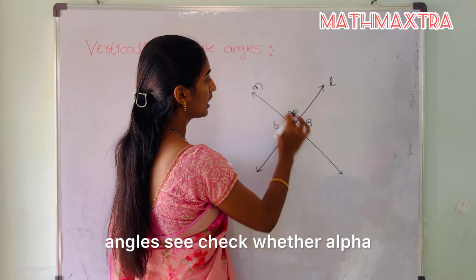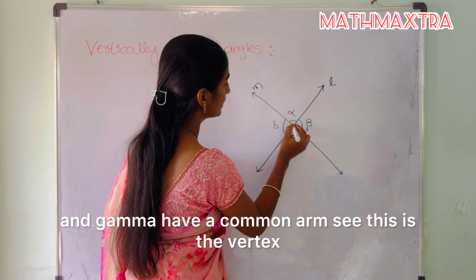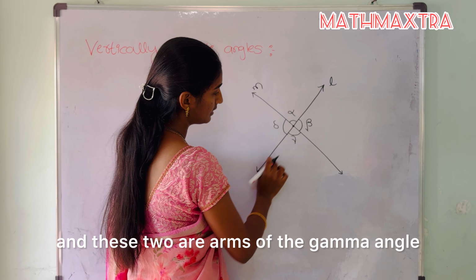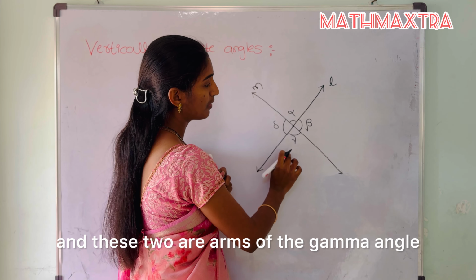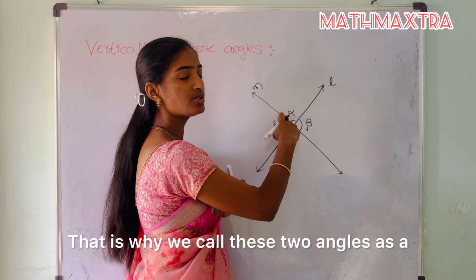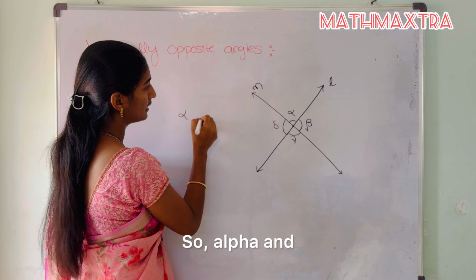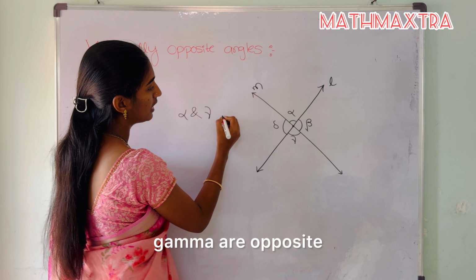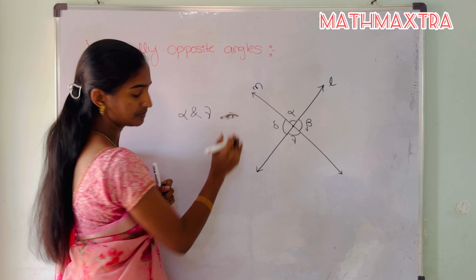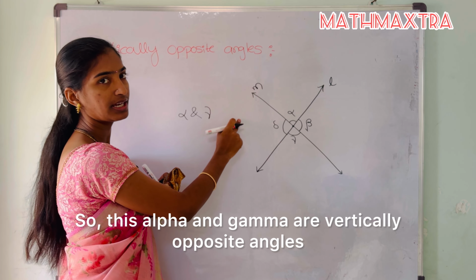See, check whether alpha and gamma have a common arm. This is the vertex and these two are arms of the alpha angle and these two are arms of the gamma angle. These two don't have a common arm. That is why we call these two angles vertically opposite angles. So alpha and gamma are vertically opposite angles.